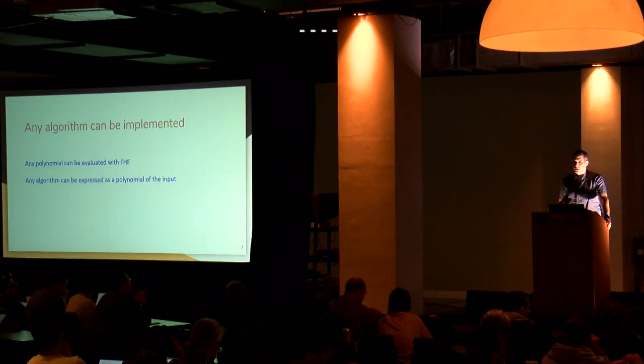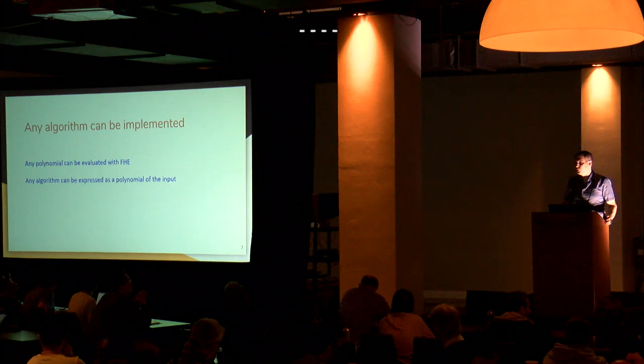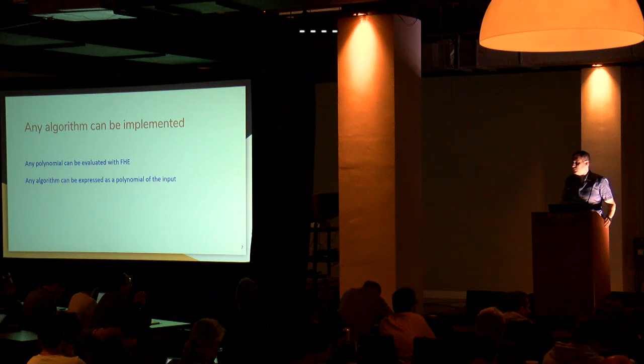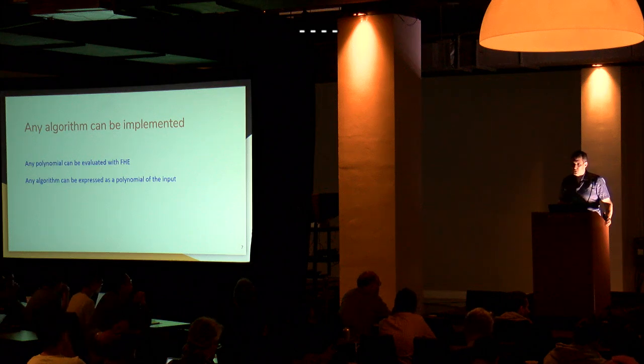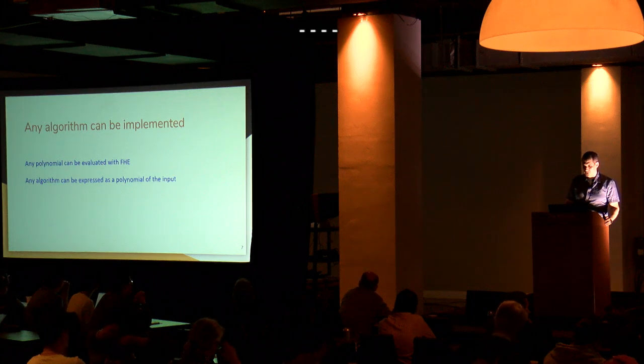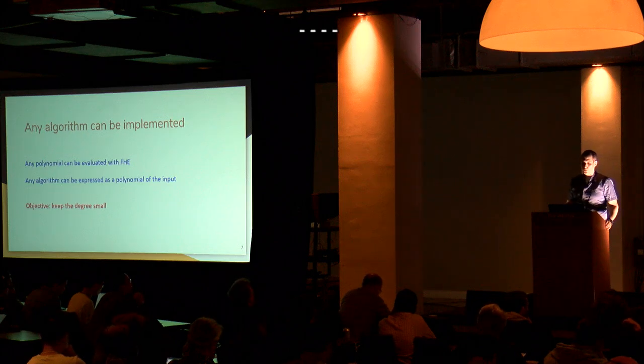As you can clearly see, with addition and multiplication, we can evaluate any polynomial on ciphertexts. And we already know that every algorithm can be expressed as a polynomial of its inputs. That leads to an easy conclusion that any algorithm can be evaluated using FHE. The only problem is that the efficiency, the running time, deteriorates as the degree of the polynomial gets higher. So we want to keep the degree of the polynomial as small as possible.